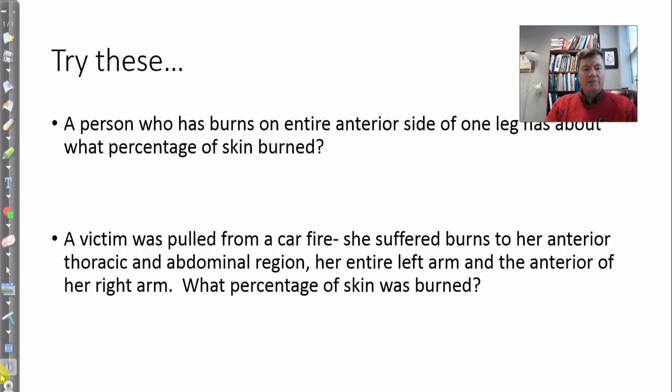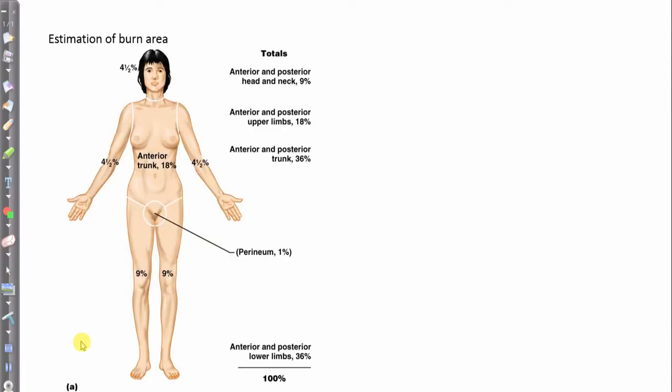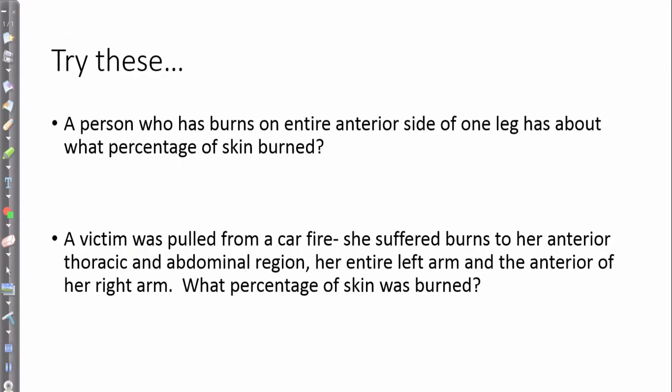Let's try this. A person who has burns on the entire anterior side of one leg has about what percent of skin burned? If we need to go back, okay, the anterior side of one leg. Well, since the anterior side is 9%, then that's the total answer for that one. They have burned about 9% of their total skin surface area.